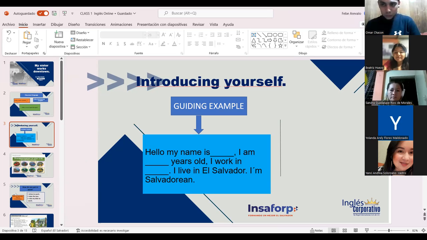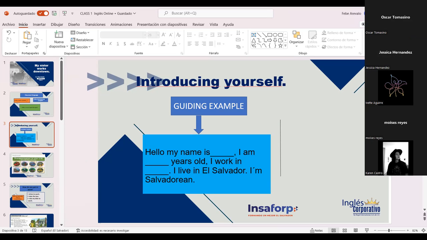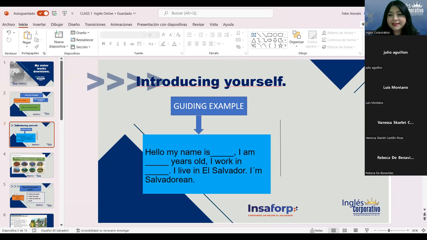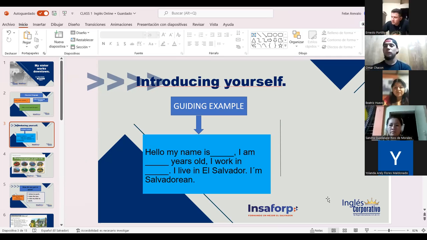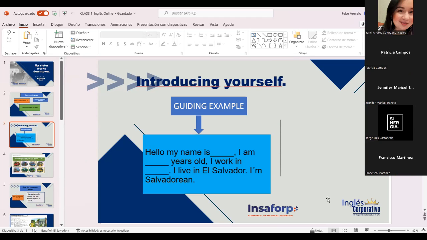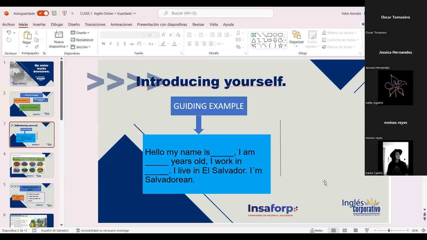You know why I'm always asking if you're Salvadorian or not? I almost always put this in the presentations, the first class, because sometimes I have people in the groups who are not Salvadorian, all right? So that's why I'm always interested in knowing if they are or not. And that's good. Let's check. Let's go with Yvette Aguirre, please.